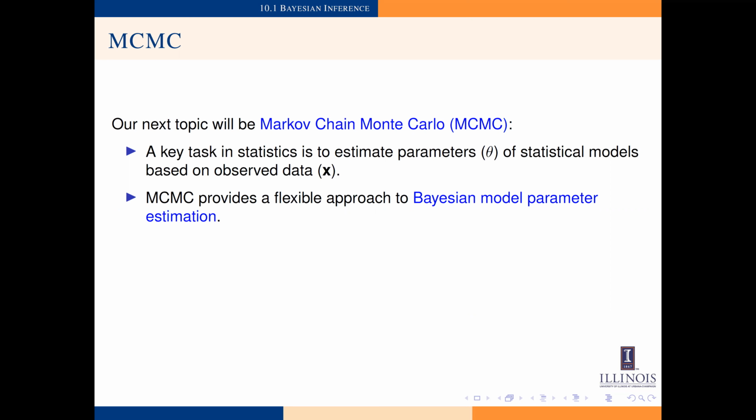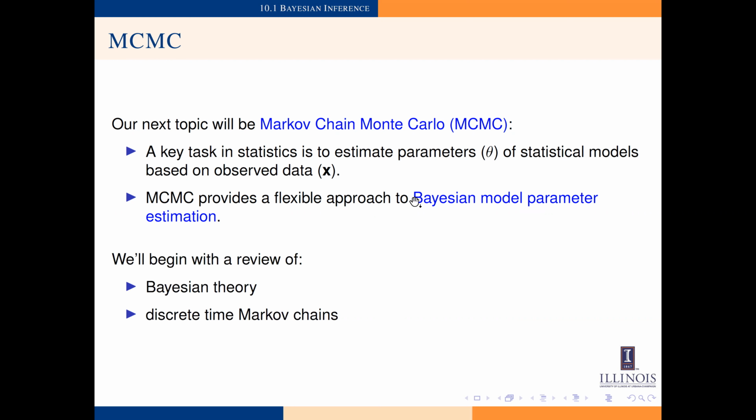A key task in statistics is to estimate parameters, which we usually denote by theta, of statistical models based on some observed data, x. Here I used a bold x to denote a vector of length n if we have n independent samples from the distribution. So Markov chain Monte Carlo, which is MCMC, provides a flexible approach to Bayesian model parameter estimation.